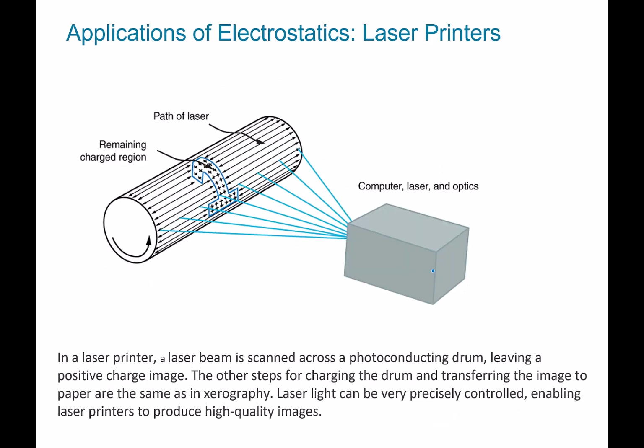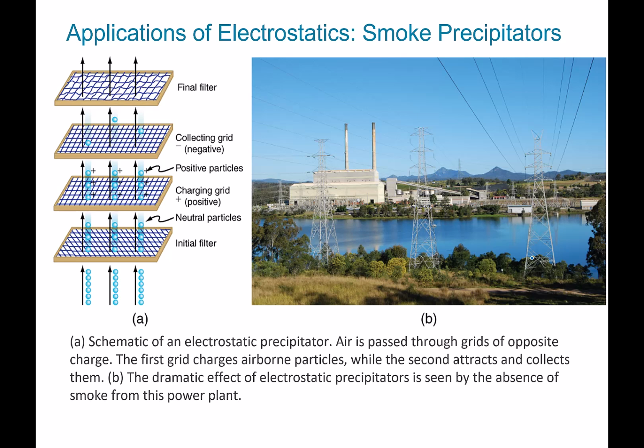Laser printers. In a laser printer, a laser beam is scanned across a photoconducting drum, leaving a positive charge image. The other steps of charging the drum and transferring the image to paper are the same as xerography. Laser light can be very precisely controlled, and hence the printing is much better than xerography, enabling laser printers to produce very high quality images, but they are expensive as well.